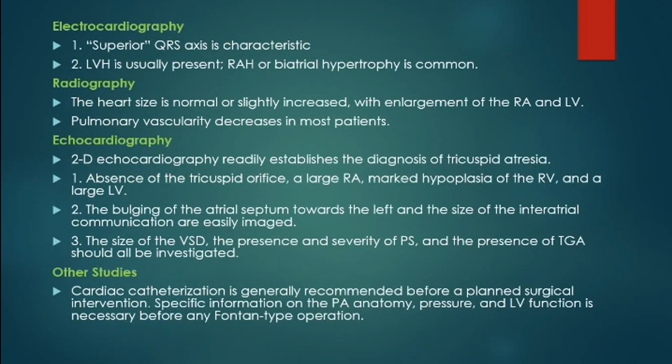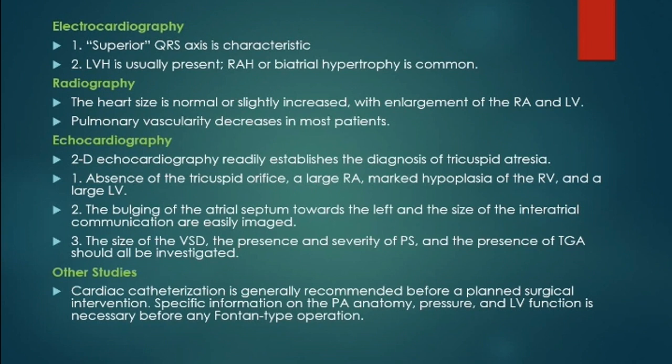ECG in these patients shows superior QRS axis deviation, left ventricular hypertrophy, and right atrial or biatrial hypertrophy. Chest X-ray shows a heart of normal size or slightly increased. There is a large right atrium and left ventricle. Pulmonary vasculature may be decreased in most cases. However, in patients with large VSDs and without obstruction of the pulmonary outflow, there may be increased pulmonary vasculature.